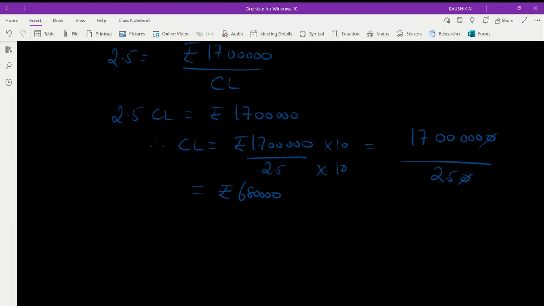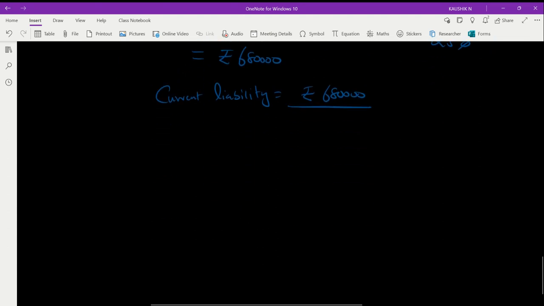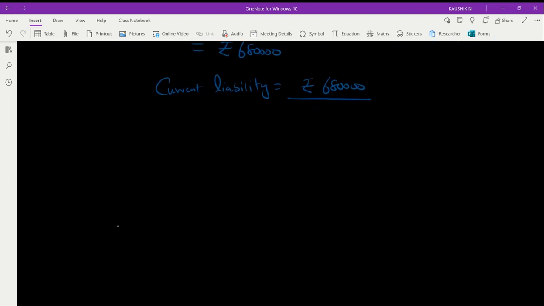Any doubt in calculating your current liability? Any doubt in current liability? Yeah. So current liability is equal to rupees 6 lakhs 80,000. Moving on to the second segment, where they ask you to find out inventory, for which they are given the quick ratio.